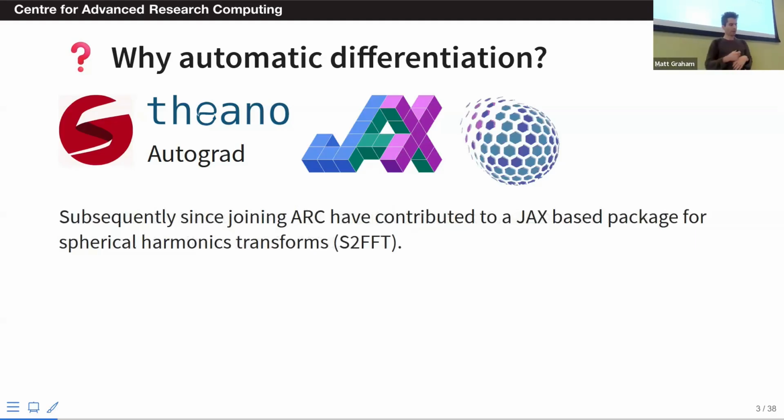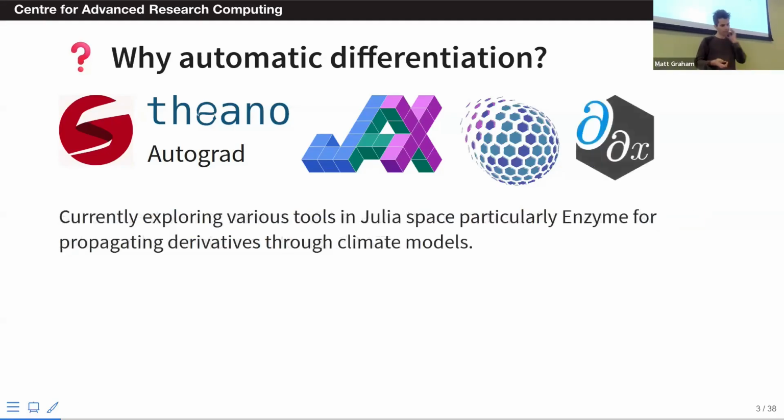Since I've moved to being an RSE, one of the projects that I'm quite involved in is a JAX-based package for computing spherical harmonic transforms, and being able to do this in a differentiable and GPU accelerated way. So I've continued building tools on top of JAX. And more lately, I've been looking at some of the tools available for autodiff in the Julia space, in particular this tool Enzyme, which we'll talk about a little later, for looking at how to propagate derivatives through some of the Julia-based climate model components that are available.